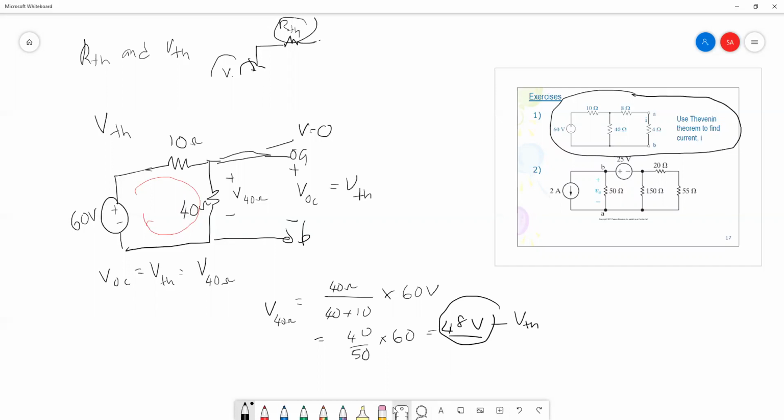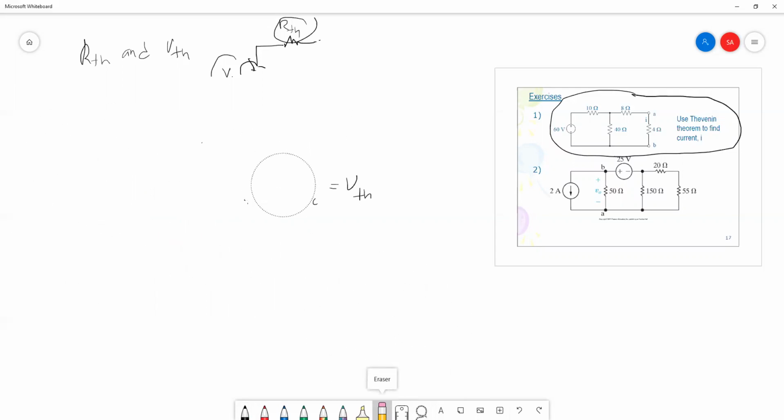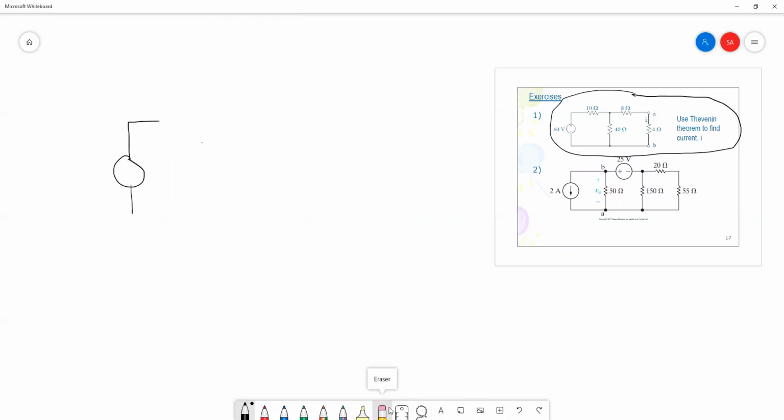Okay, so right now you have already obtained the RTH and VTH. So you need to sketch the equivalent circuit. So this is your 48 volt, positive negative, and your equivalent resistor RTH, which we calculated earlier as 16 ohm. And this is connected with the load right now. The load is 4 ohm.